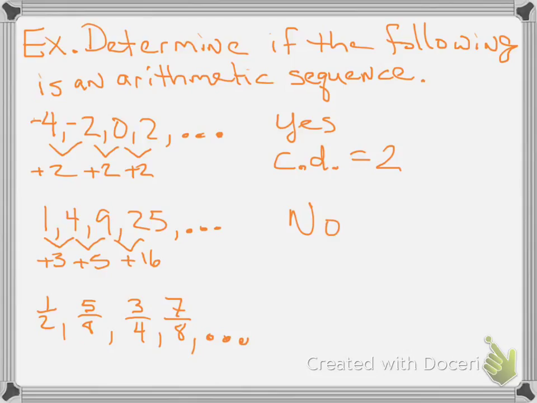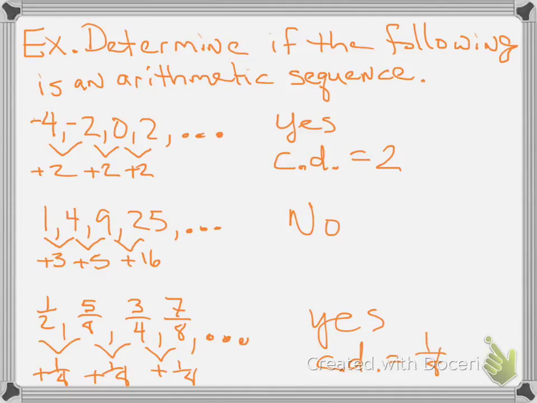All right, so on the fractions, let's see. Subtract. Use the calculator if you have to. 5/8 minus 1/2 is 1/8. 3/4 minus 5/8 is 1/8. 7/8 minus 3/4 is 1/8. So guess what? It's an arithmetic sequence with a common difference of 1/8. Guys, all you got to do is really kind of subtract, so it really shouldn't be that difficult. You can use a calculator and do most of the subtraction if need be.